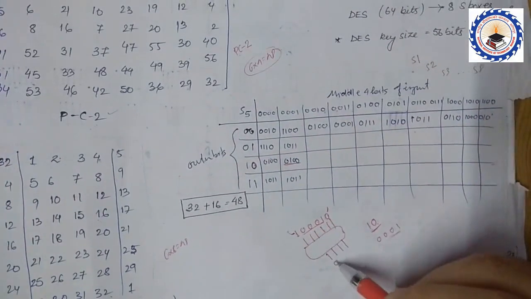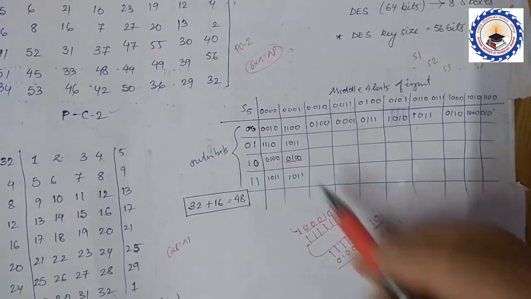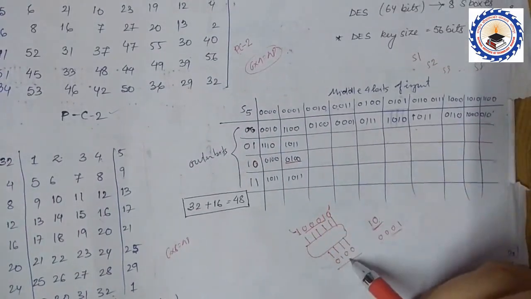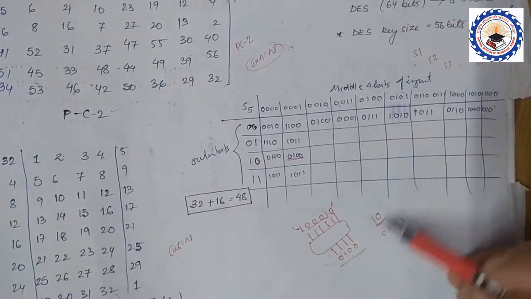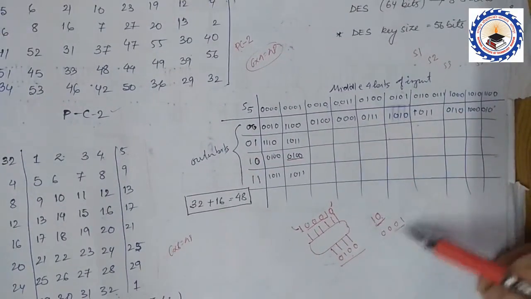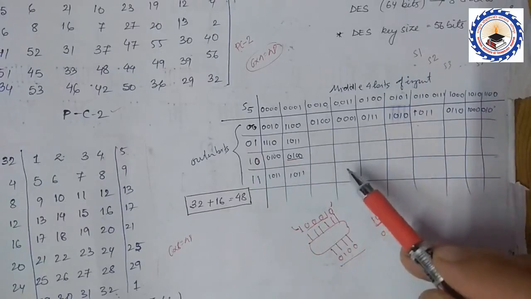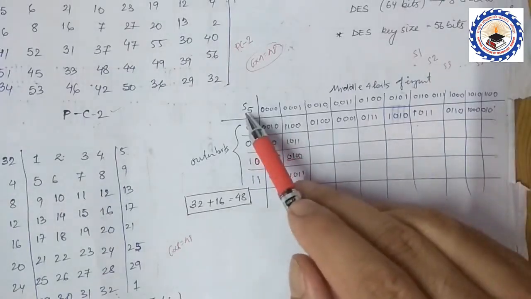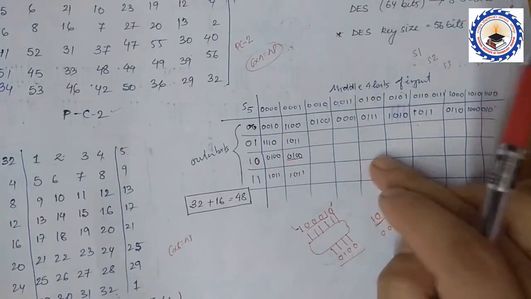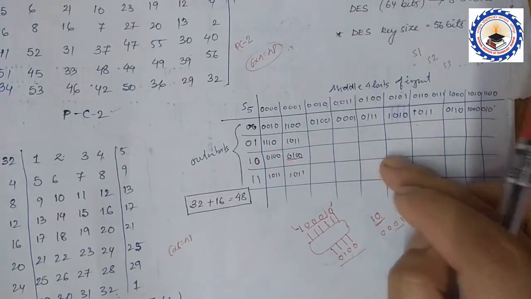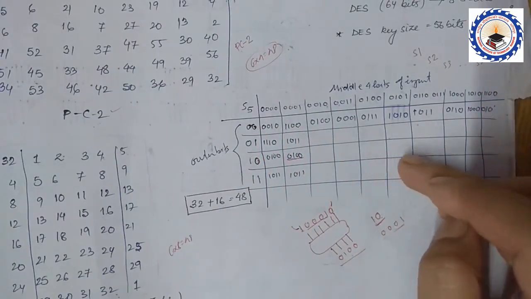It will be 0 1 0 0. Looking this up, 0 1 0 0. So like this, you find the outermost bits and the inner 4 bits, and then find the matching point according to which S-box you are using. This table we need not memorize. It is predefined and already given in the DES algorithm.